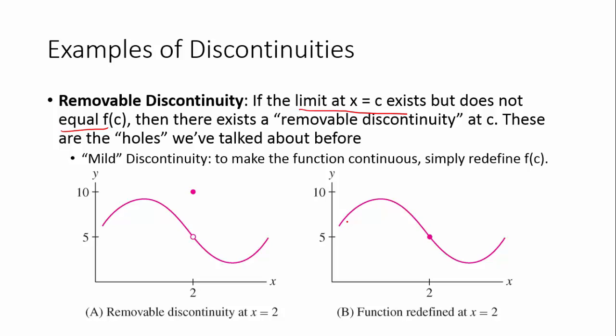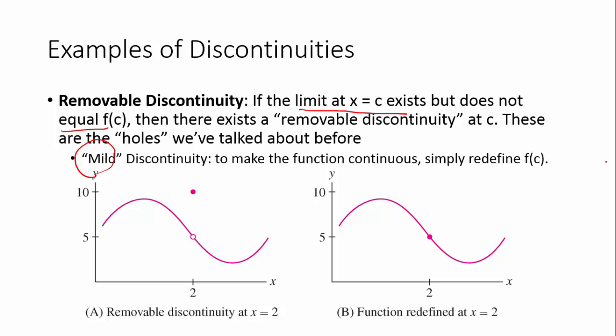These are those situations where you have a rational function and you can cancel out common factors of the top polynomial and the bottom polynomial. That's a removable discontinuity. Your book refers to these as what they call a mild discontinuity. And the reason why it's mild is because it's very easy to make it continuous. Just redefine f of c.